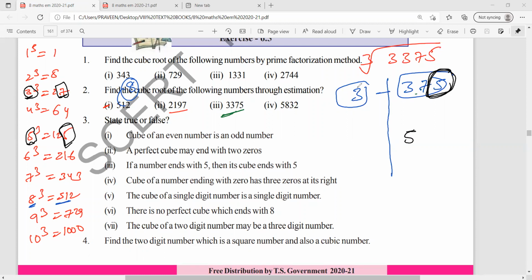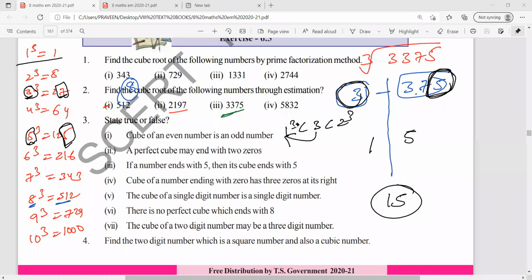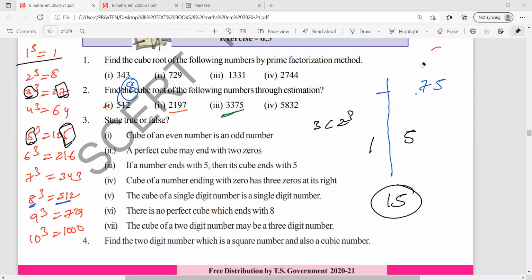On the right side, the first digit is 5. Next take 3. 3 lies in between 1 cube and 2 cube, and you take the lowest value, 1. So the answer is 15. 15 cube is 3375. This is the way you can estimate the answer using the estimation process. This is how I explained the method of the estimation process. Clear? I think there is no doubt at all.